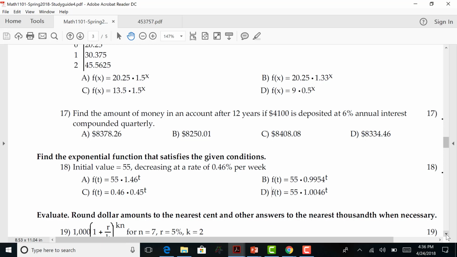837,826. Yeah, 8376. Okay? You have to make sure you put this in your calculator right. So you end up with $8,378.26 after 12 years. You okay?